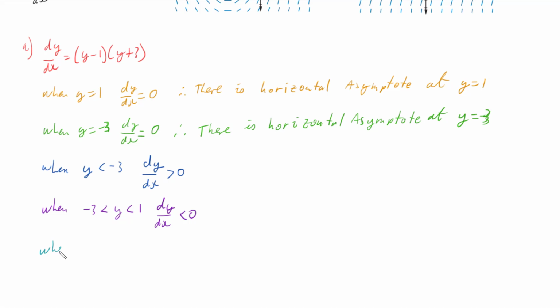And lastly, when y is bigger than 1, what's going to happen to our slope dy dx?